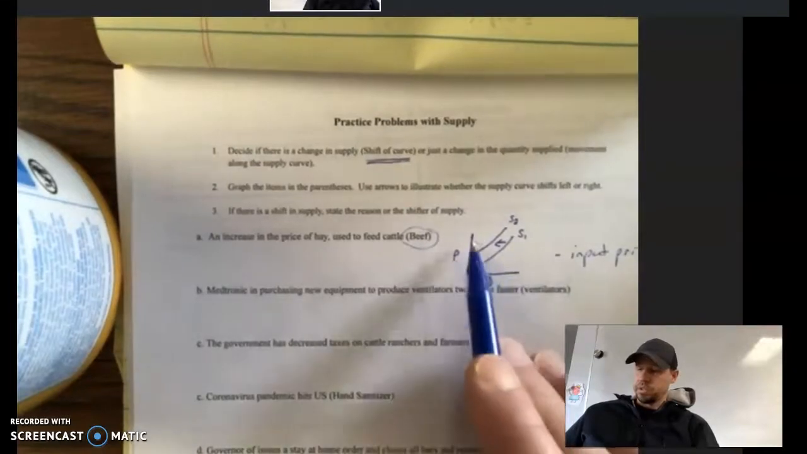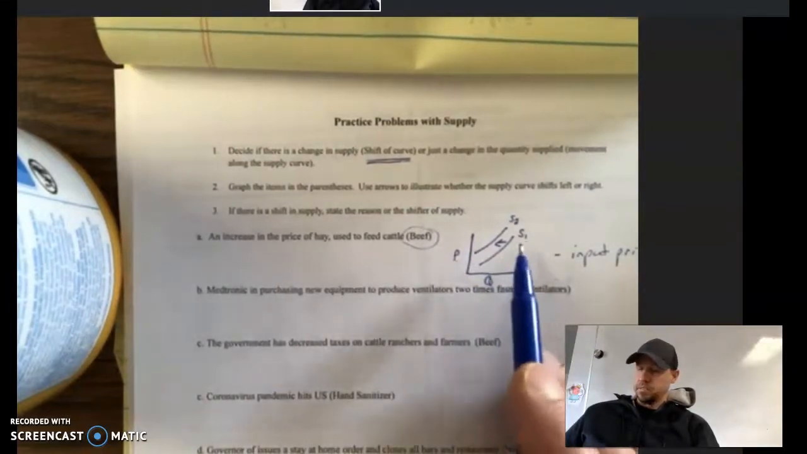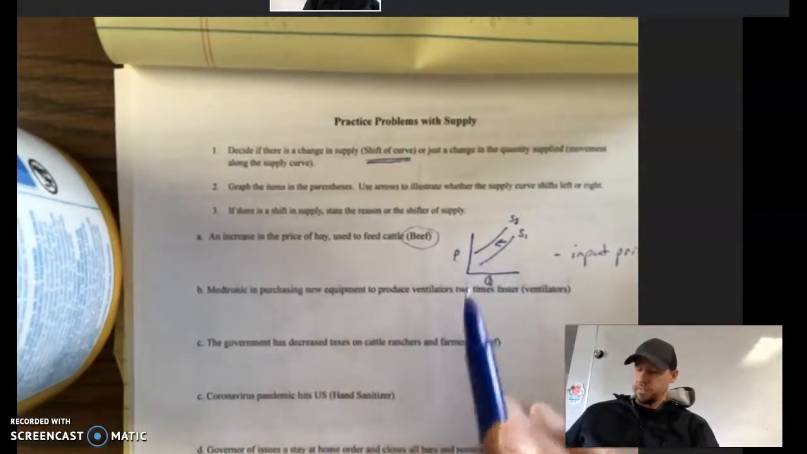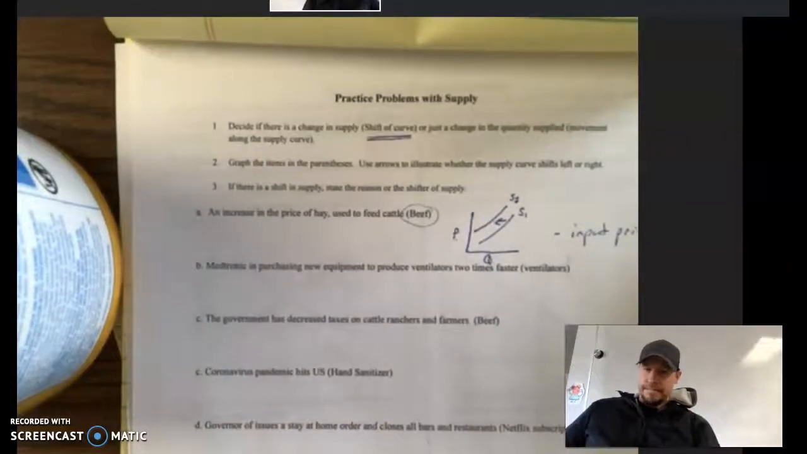So draw your supply and demand curve, label it S1, and then indicate if that curve is going to shift to the right or to the left. All right, good luck.